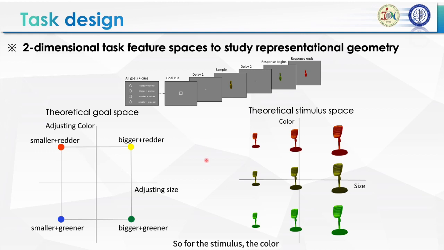So for the stimulus, the color and size are sampled from a continuous range of values. So it can be from small to big and from very green to very red. And the goal space goes along with the stimulus space in that it can be any combinations of changing the size and the color to either directions. So the task goals themselves form a two-dimensional space as well.